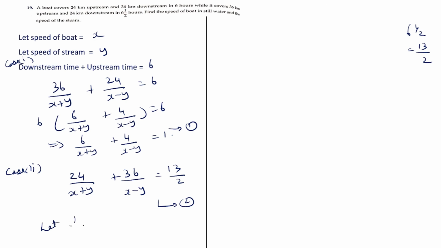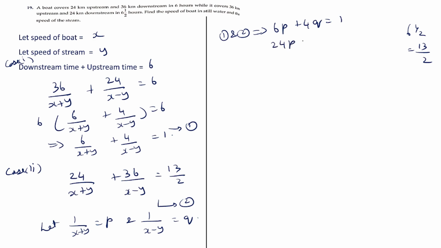Now let us take, let 1 by x plus y equal to p and 1 by x minus y equal to q. So 1 and 2 implies 6p plus 4q equal to 1 and 24p plus 36q equal to 13 by 2. So let us solve these two equations to find p and q, and subsequently we can find x and y.